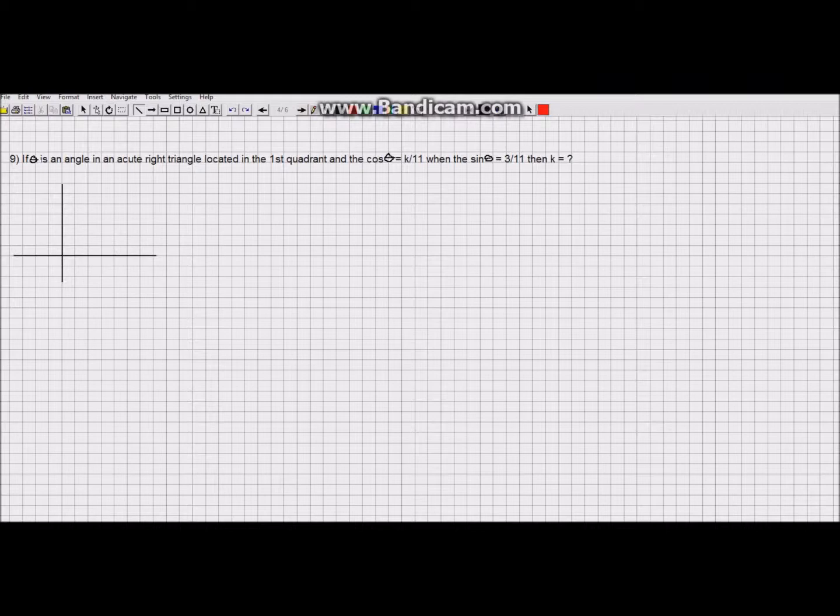I know that the cosine of theta is k over 11, and I know that the sine of theta is 3 over 11. That means that when I draw my triangle, the adjacent side is k, the opposite side is 3, and the hypotenuse is 11.